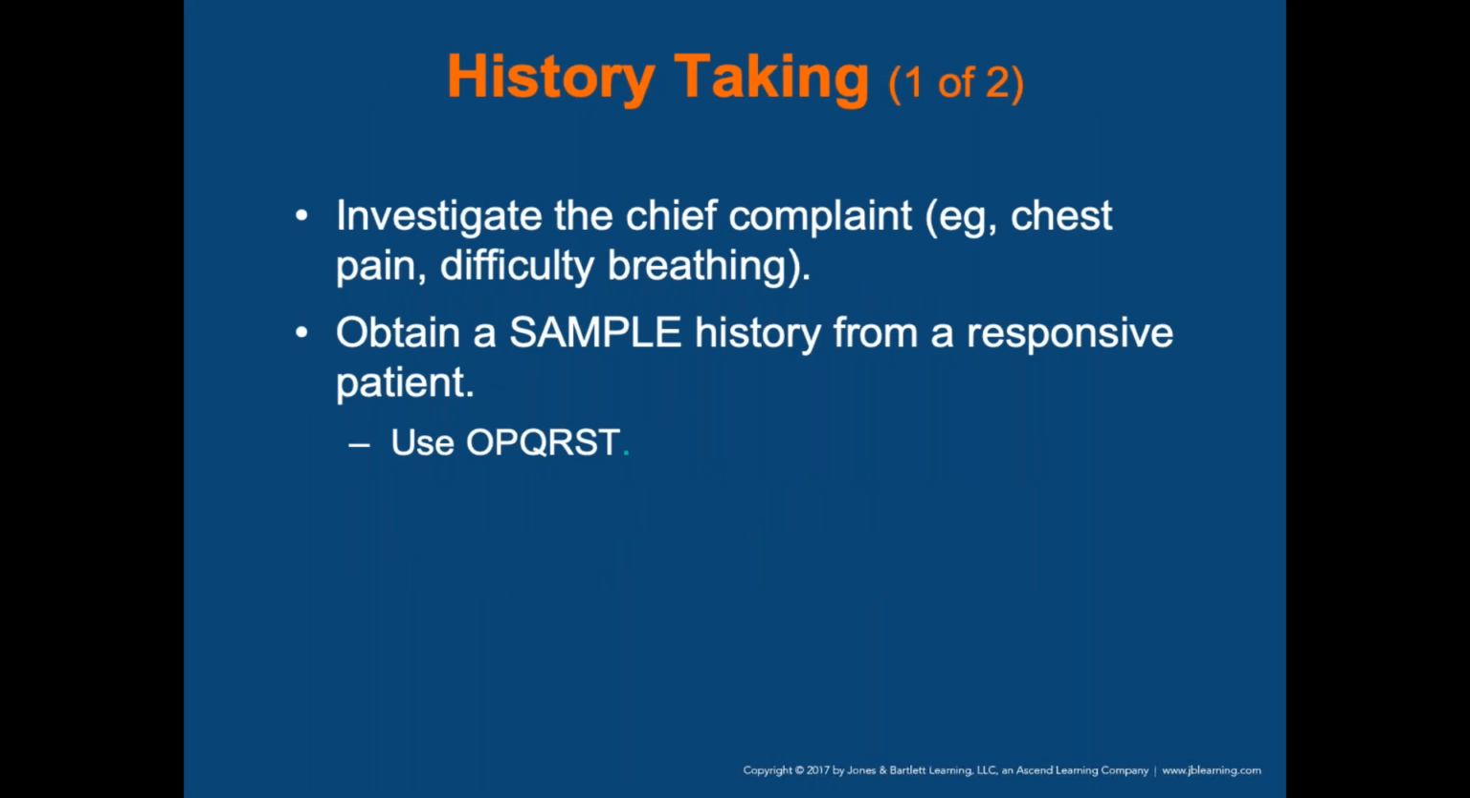History taking, we look at our SAMPLE and OPQRST. Make sure we get all of those as well. Again, no difference from what we've talked about already. Onset, provocation, quality, radiation, severity, and time. Allergies, medications, pertinent medical history, last oral intake, events leading to illness or injury, and what happened.